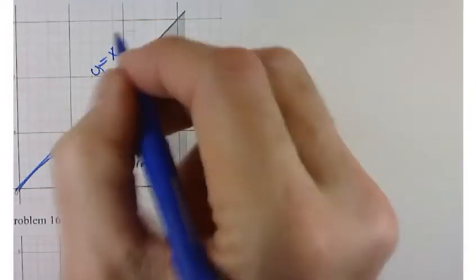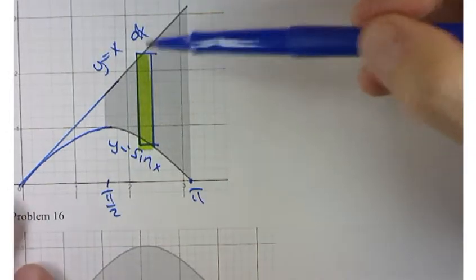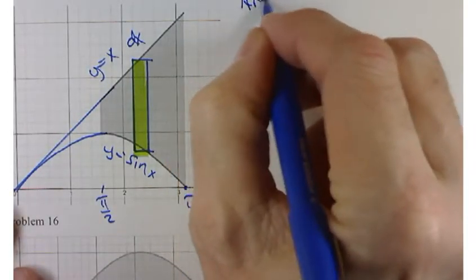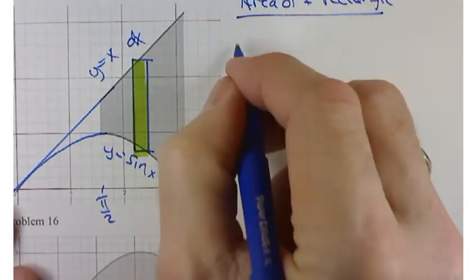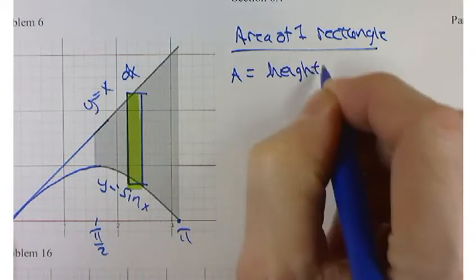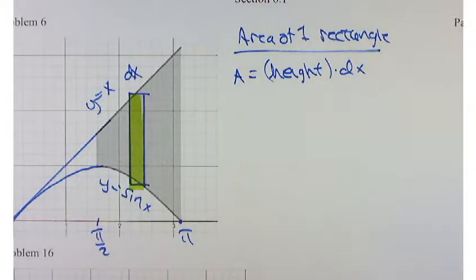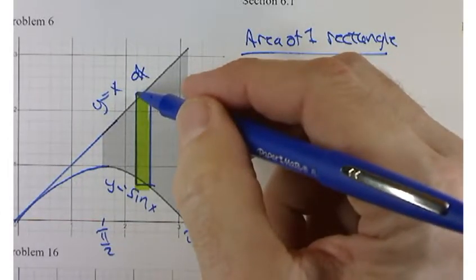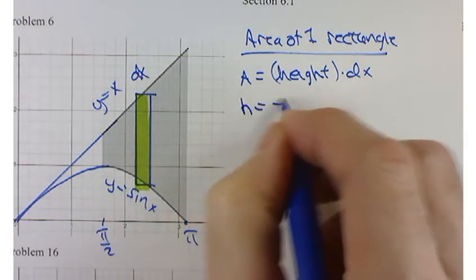Now, the width, I'm going to call that dx. That's how wide it is. And the height, well, the height is top minus bottom, so we want the area of one rectangle. So area is going to be the height times dx. Then the question is, what's the height? Well, the height is going to be the top minus the bottom. The height of the function up here minus the height of the function up there. So h equals top minus bottom.